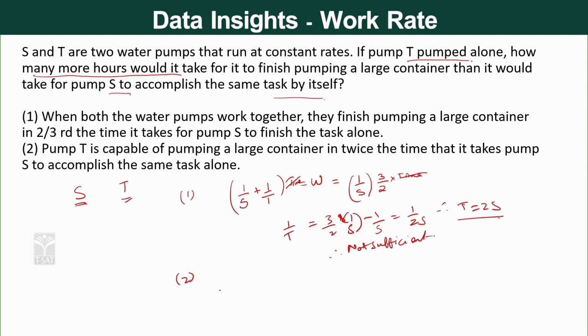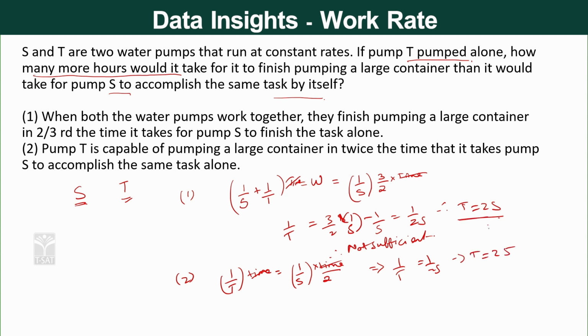Statement 2 is telling us that pump T is capable of pumping a large container in twice the time that it takes pump S to accomplish. So, 1 by pump T into time is equals to the time that S will take, it is taking twice the time that it takes pump S to accomplish the task alone. So, in reverse it will be time by 2 into S, it will take half the time. This again means time and time gets cancelled, 1 by T is equals to 1 by 2S, which implies T is equals to 2S.